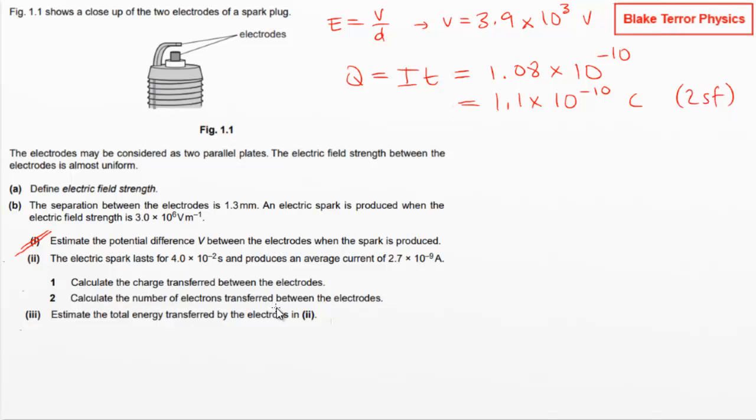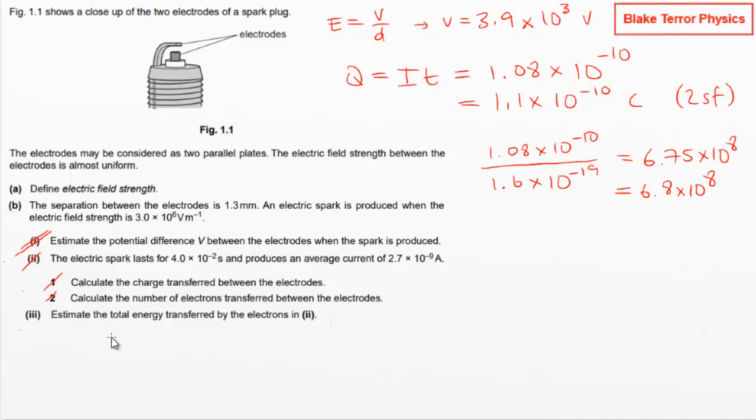Calculate the number of electrons transferred between the electrodes. So that's going to be our 1.08 times 10 to the minus 10 divided by 1.6 times 10 to the minus 19. So it's going to have to go to the calculator. So we got 6.75 times 10 to the 8, which is 6.8 times 10 to the 8 electrons.